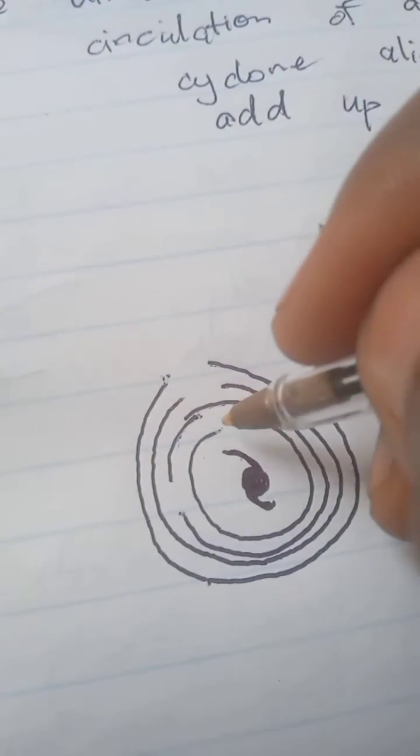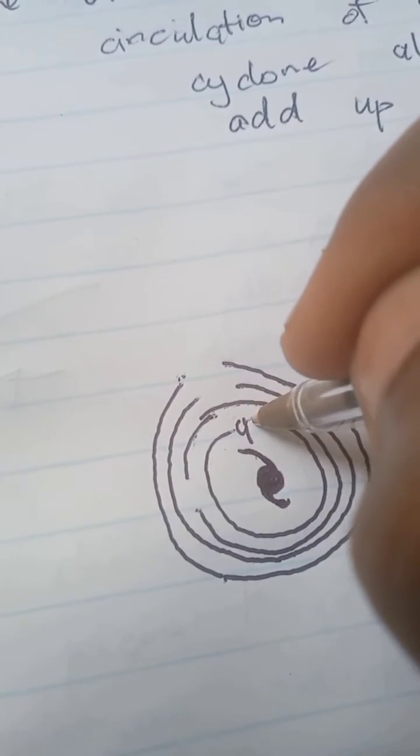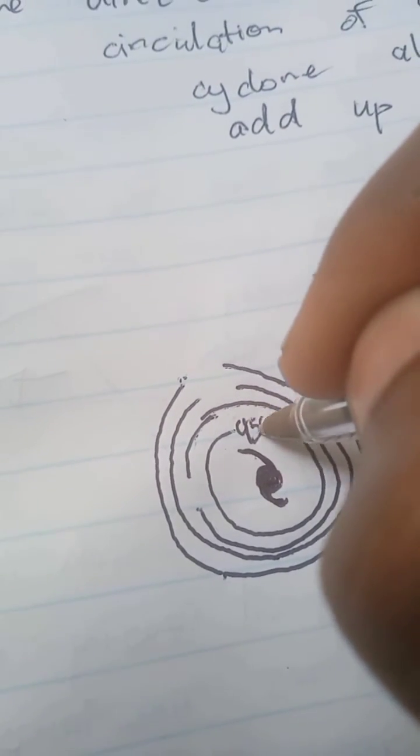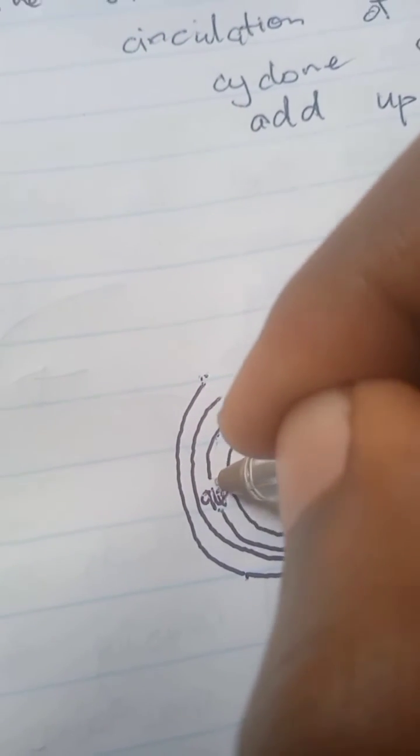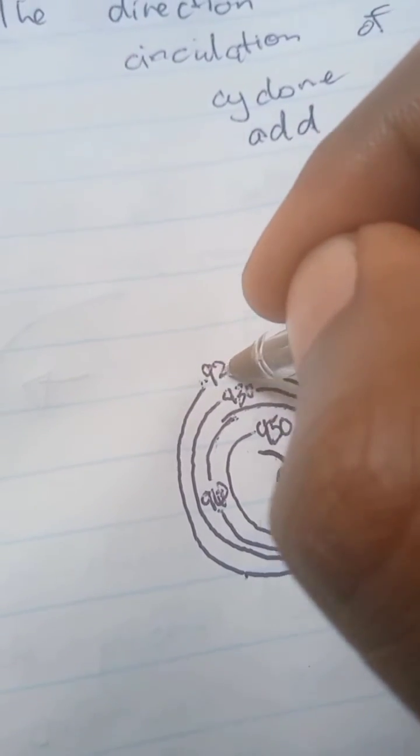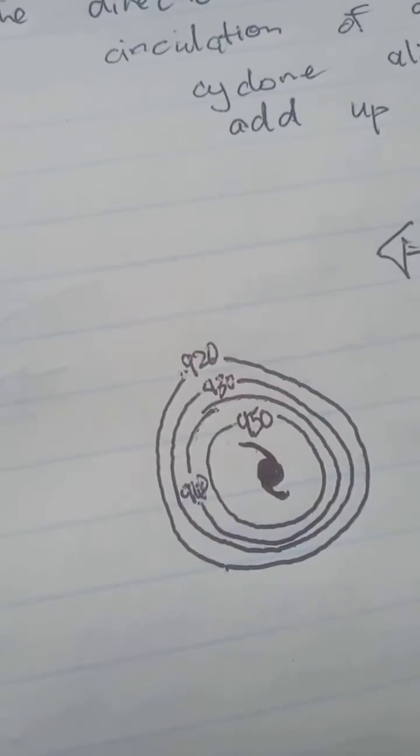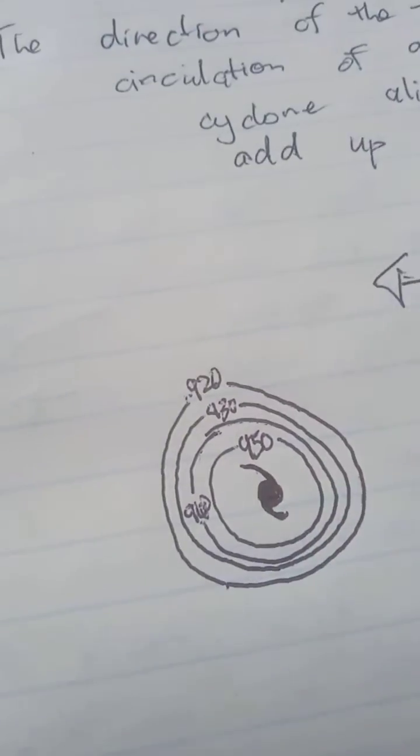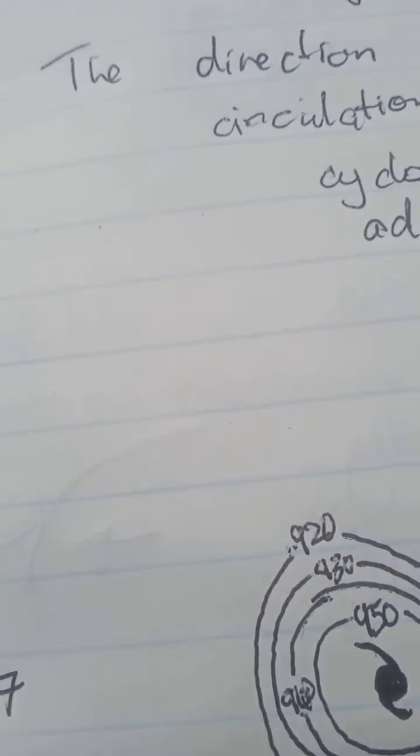So can say maybe 950. Okay, can be 900 and something, 950, 940, 930, and 920. Okay, so it's up to you really. I think my isobaric interval is 10. Okay, right, so yeah, should be something like that. I hope I'm correct.